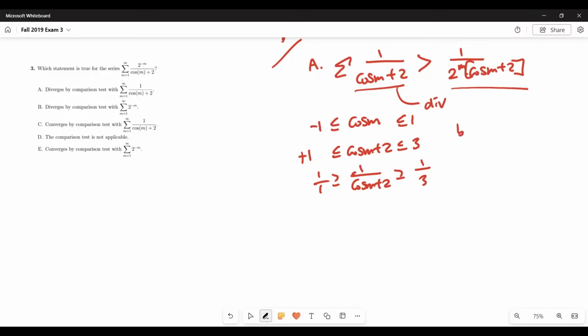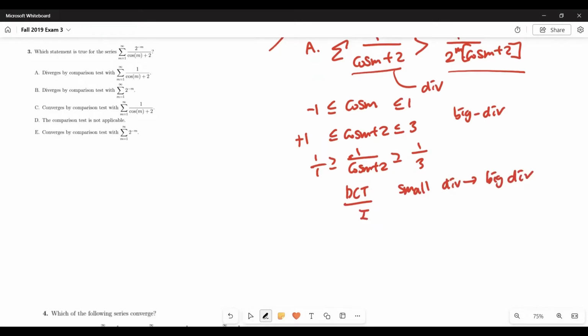And the bigger one diverges, but if you remember your direct comparison test, it has to be the small one diverging, then we know the bigger one diverges. It's not the other way around, so this will be inconclusive for us. Right, it doesn't tell us anything.